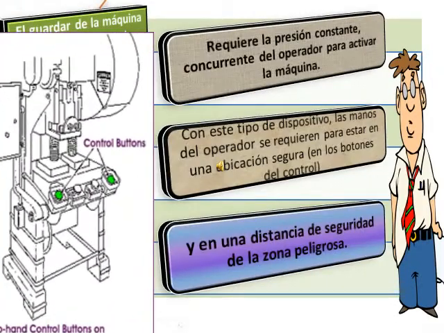Machine guarding two-hand controls require constant concurrent pressure by the operator to activate the machine. With this type of device, the operator's hands are required to be at a safe distance on the control buttons, or a safe distance from the danger area.